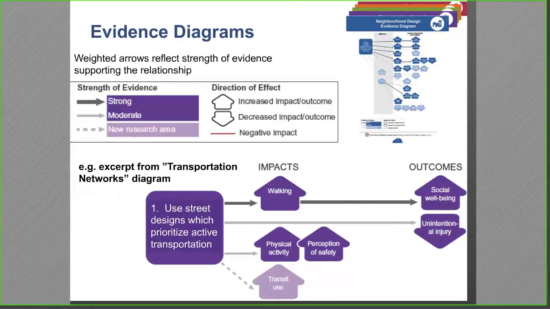The evidence diagrams, if you really want to get into the research, show weighted associations between planning principles, impacts, and health outcomes. You'll see there are different weights of research links. The bold gray line shows a strong strength of evidence, that there's a lot of evidence to show, for example, that social well-being increases when walking also increases. There are some moderate research links that didn't make the criteria, but we thought they're still fairly well established in the research.